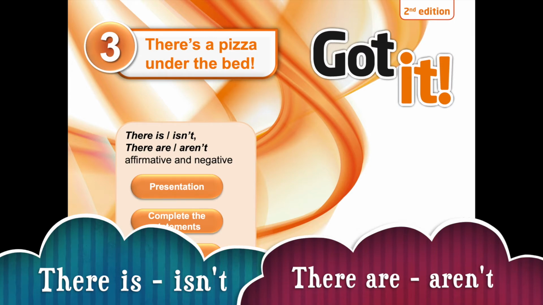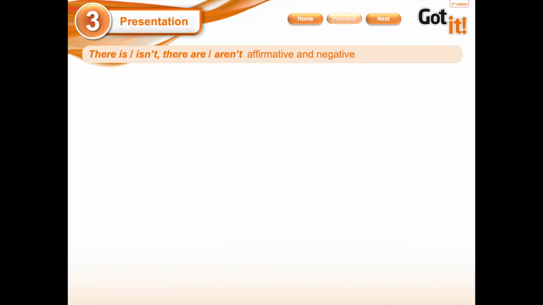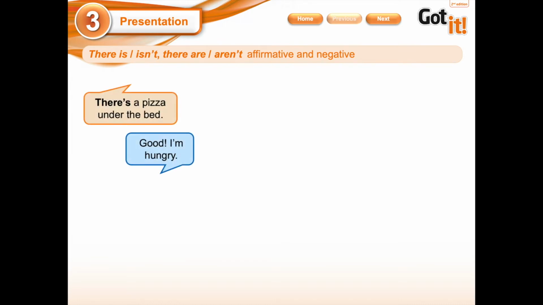In this opportunity, let's start with the presentation. We're going to work with the words there is, there isn't, there are, there aren't. So here in the dialogue, we have there's a pizza under the bed, and Jacob says, good, I'm hungry. I am going to use the highlighter to highlight the words that we're going to use. As you can see here, I highlight the word there's. It's the same as you could say there is.